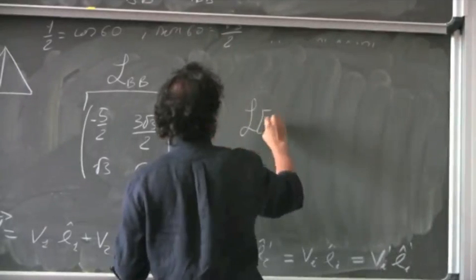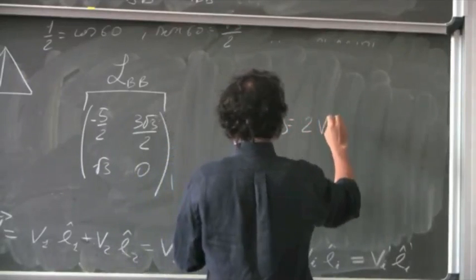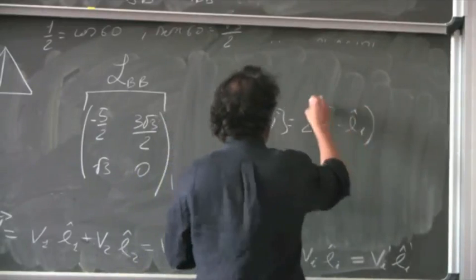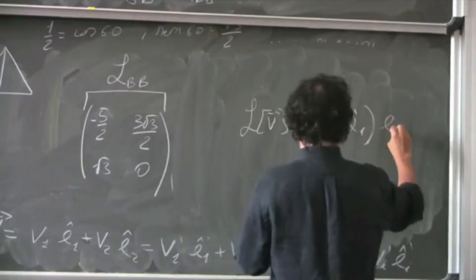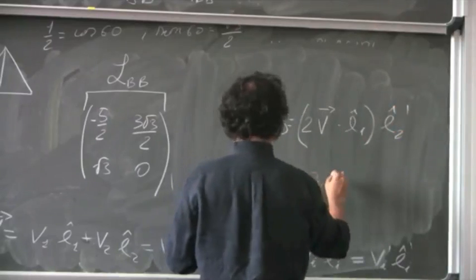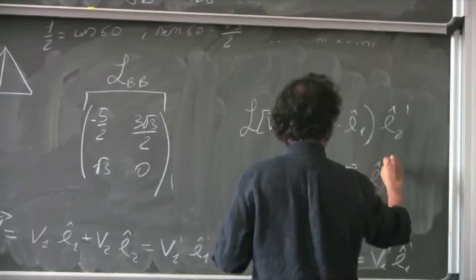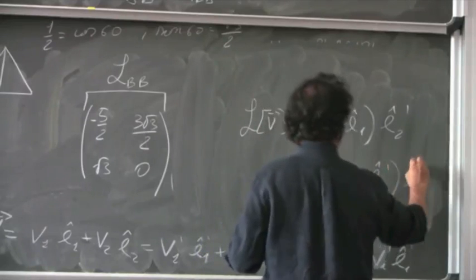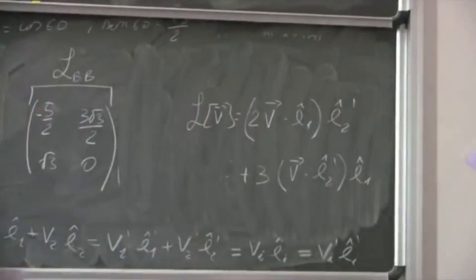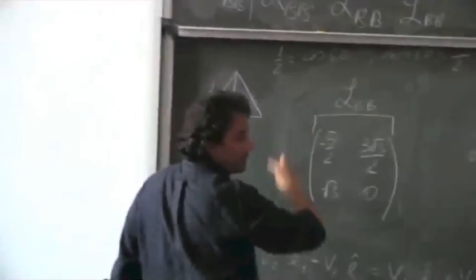So our linear application was the following: 2 d scalar into 1 multiplied by E2 prime plus 3 d scalar E2 prime E1. This was the definition of the linear application. Into the basis B, D, we have this matrix representation.